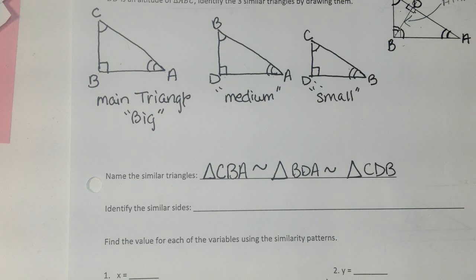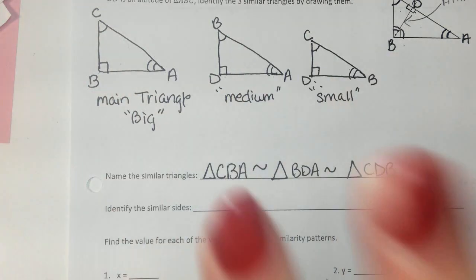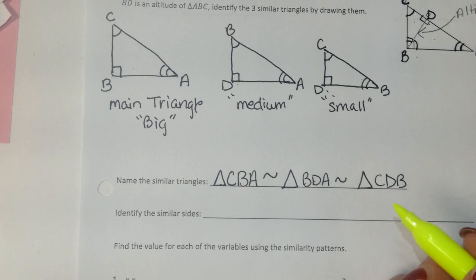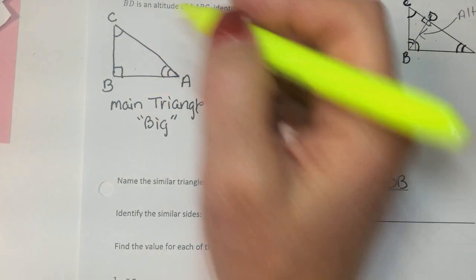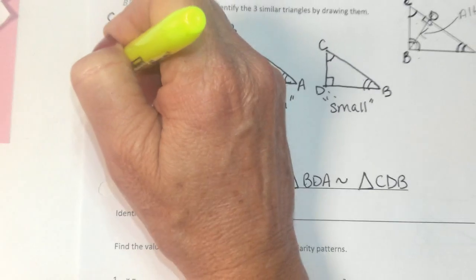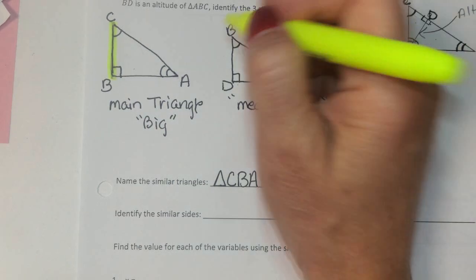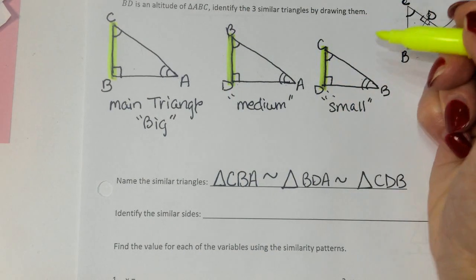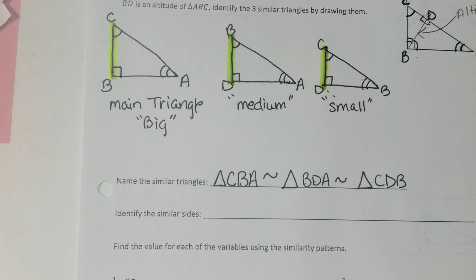Okay. The next step is we need to identify the similar sides. This is where I want you to have highlighters or colored pens or pencils. The similar sides, we drew these facing the same direction, looking the same way, so we can compare the corresponding parts. I'm going to take a yellow highlighter if you have one. If you don't, I've got plenty up here. I'm going to highlight side CB, side BD, and side CD, because those 3 sides are corresponding.